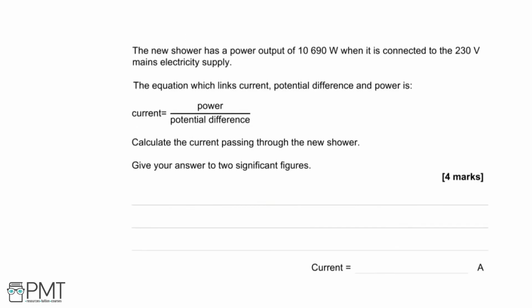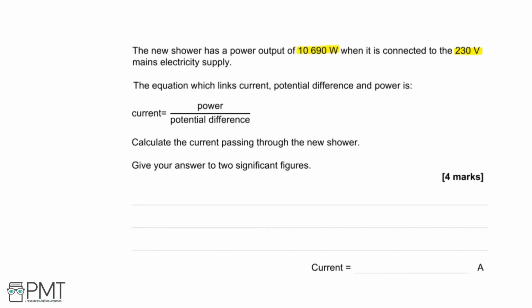The new shower has a power output of 10,690 watts when it's connected to the 230 volts mains electricity supply. The equation which links current, potential difference and power is current equals power divided by potential difference. Calculate the current passing through the new shower. Give your answer to two significant figures.